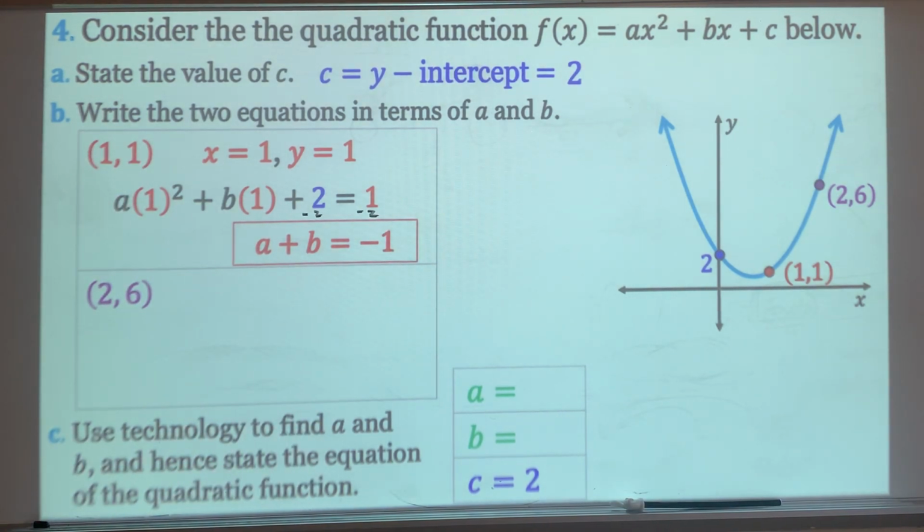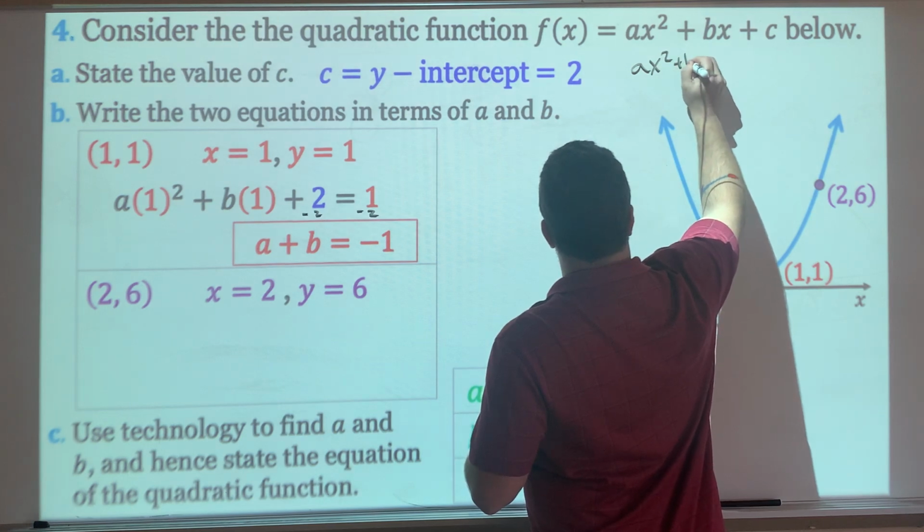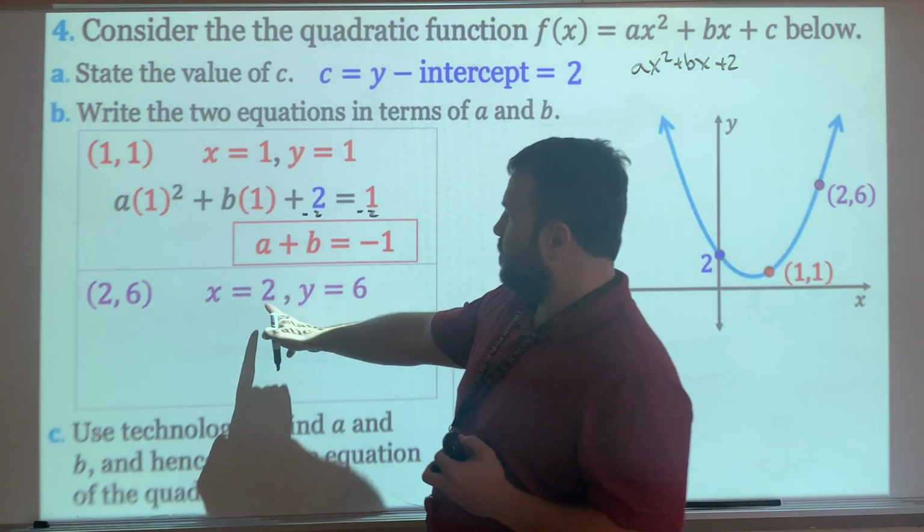Right? Now we're going to go to the next part. What do we do next? This one. All right, let's see if you got that. You have x is 2, y is 6. And remember, the equation here would change to ax squared plus bx plus 2. So, ready?